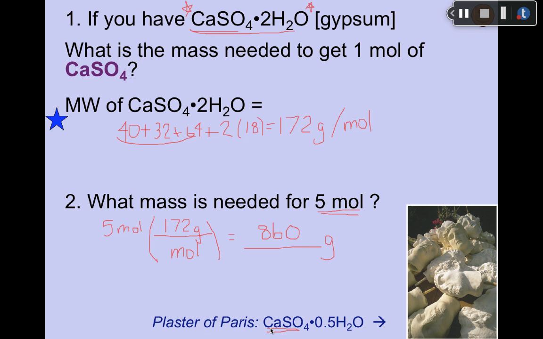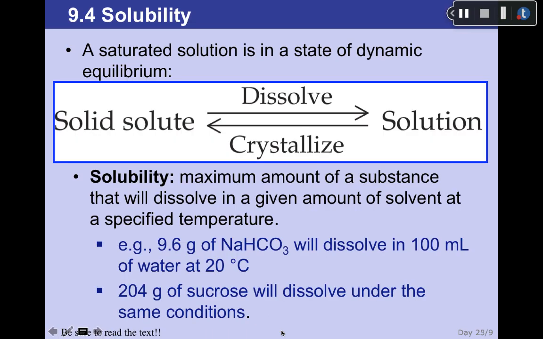Calcium sulfate does occur in other hydrates. The one that's used in plaster of Paris or in these things that are used for sculptures happens to have half a water molecule per formula, per hydrate. You only ever know what number there is by looking it up. No one's asking you to memorize them.